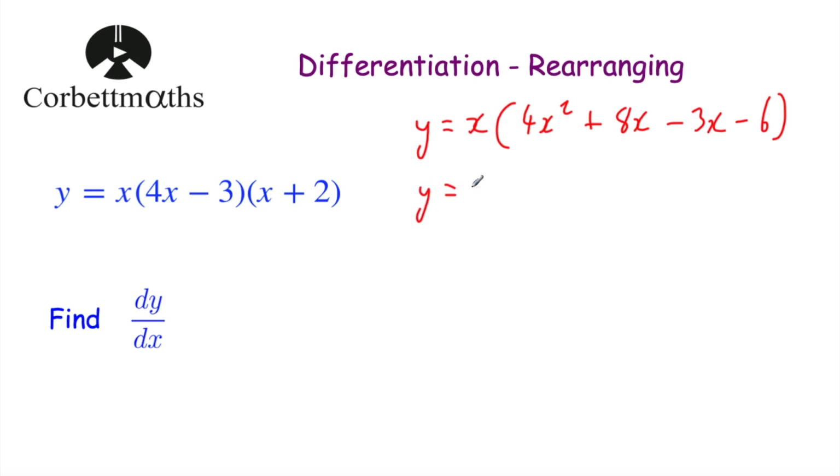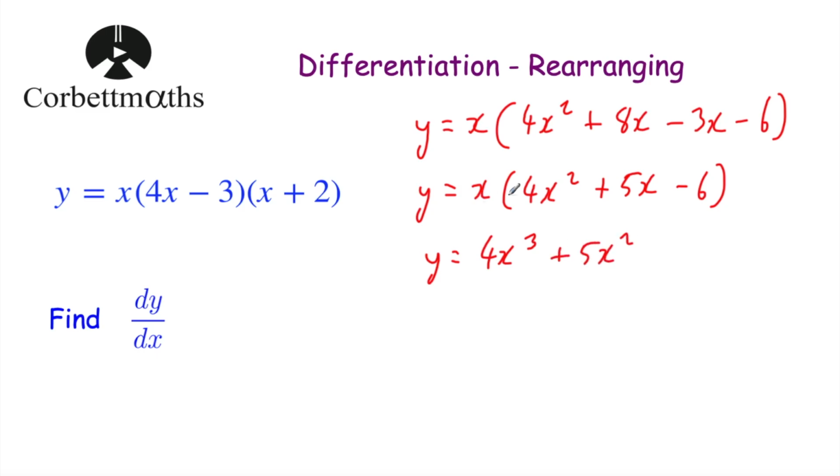Now let's simplify it. So we've still got our x in front there. We've got 4x squared. Then we've got 8x, take away 3x. That's going to be 5x. So plus 5x. And then we've got our minus 6 on the end. Now we're going to multiply everything in the bracket by x. So y would be equal to x times 4x squared would be 4x cubed. x times 5x would be plus 5x squared, and x times minus 6 would be minus 6x. So that's fantastic. So we've multiplied everything together.